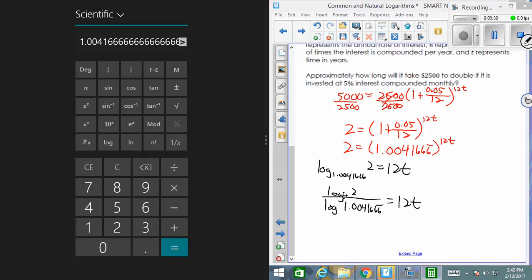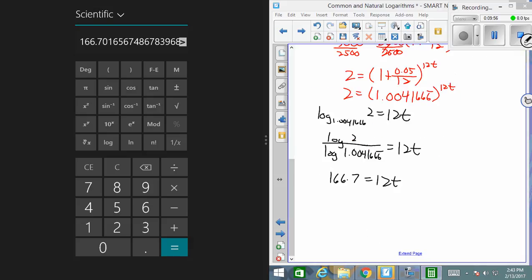Okay, so we're going to do that first. So log 2 divided by the log of 1.00416666 repeating. It equals, and I get that number, 166.7. Okay? And then we still have to solve for t, so we've got to divide that number by 12. And we get approximately 13.89 is equal to t.